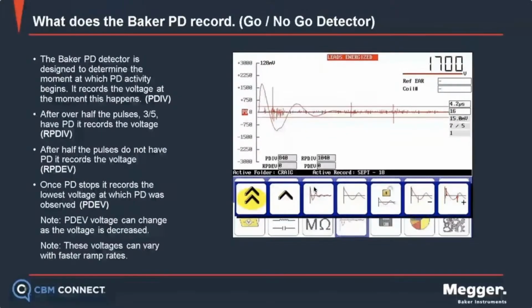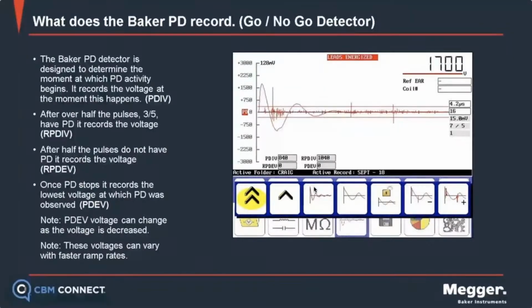And then one thing that's unique about doing surge testing while we're looking at PD is that not only do we want to know where partial discharge starts to occur, we also want to know when it goes away. So we'll get to our test voltage, and then we'll turn the surge test around and ramp the voltage down until the partial discharge activity ceases.